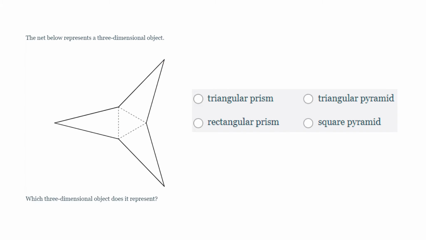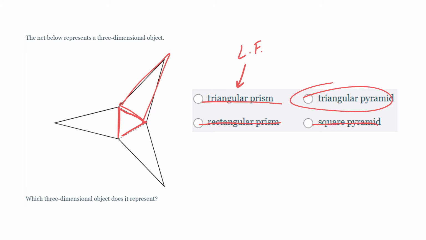As we take a look at this one, first of all, we have to name it based on its base. And we only have one base here, and it's a triangle. So we know it's not a rectangle, we know it's not a square. So it's a matter of whether this is a triangular prism or a triangular pyramid. When you have a triangular prism, your lateral faces are always squares or rectangles. These are clearly triangles, which are the lateral faces of a pyramid. So this is a triangular pyramid.